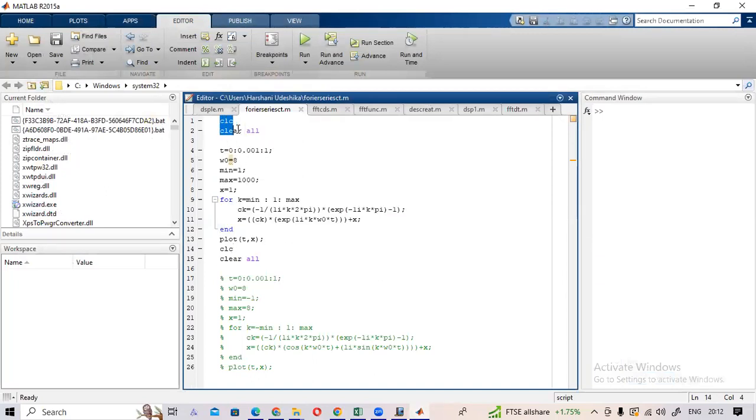Okay, so this is the clear CLC and clear all. So you know what this command is. Okay, this is for clearing the workspace variables and the command window variables. Okay, so you can use this command. Okay, so now you can see that.